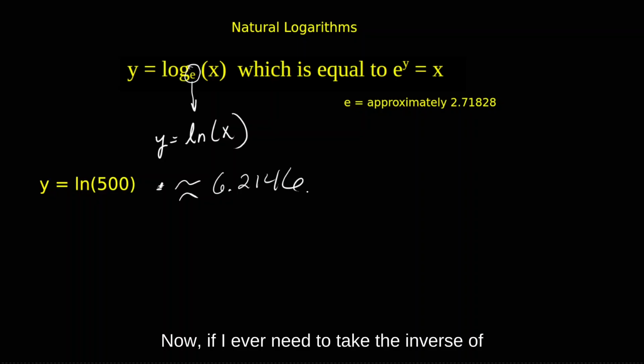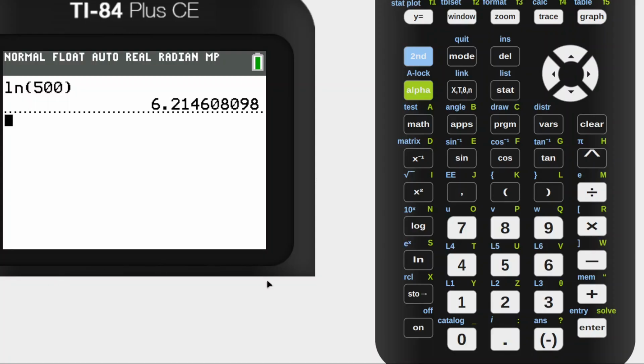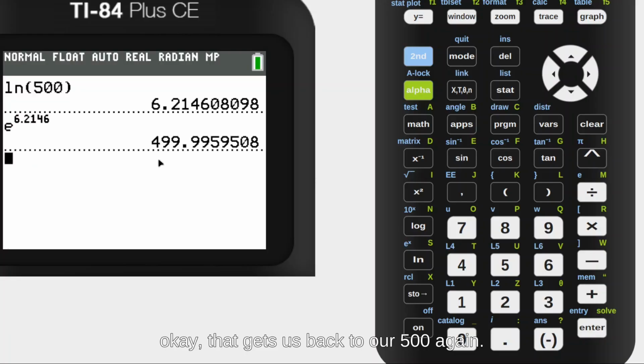Now, if I ever need to take the inverse of ln, that is on the calculator also. If I need e raised to a power, I will go second ln, which is e raised to a power. So if I were to enter the 6.2146, that gets us back to our 500 again.